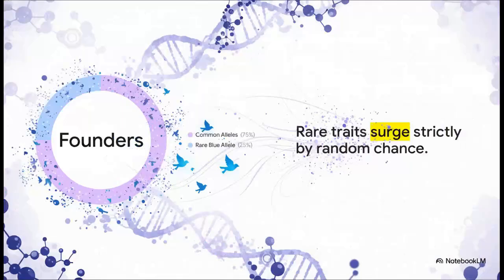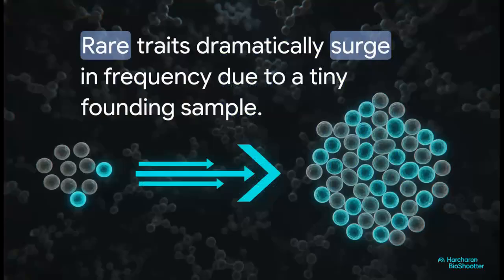But over in our new founder colony, strictly by random chance, that incredibly rare blue allele suddenly surges. If just one of our 4 storm-blown birds happens to carry it, boom! Suddenly it represents 25% of the entire island's gene pool. The gene itself didn't change at all, just the mathematical reality of the population size. Biologists call this mathematical quirk allele amplification, and it is the core biological mechanism driving the founder effect.